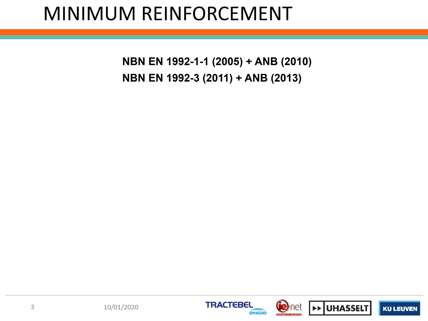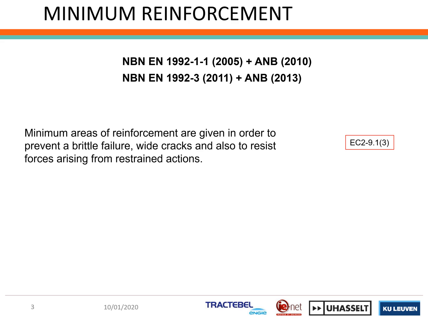The code requirements for minimum reinforcement are not restricted to one article in the codes. It is smeared out over Chapter 7 and 9 of Eurocode 2 Part 1.1 and in the annexes of Eurocode 2 Part 3. Minimum areas of reinforcement are given in order to prevent a brittle failure, wide cracks, and also to resist forces arising from restraint actions.